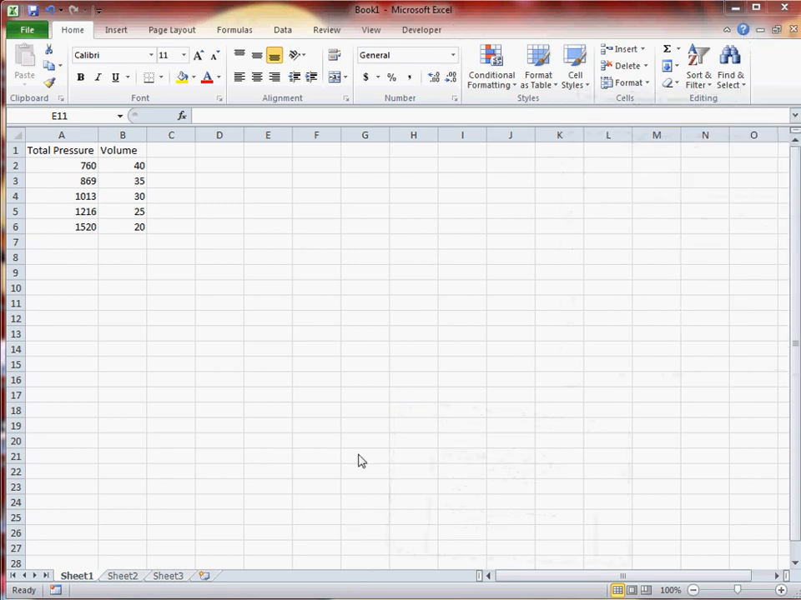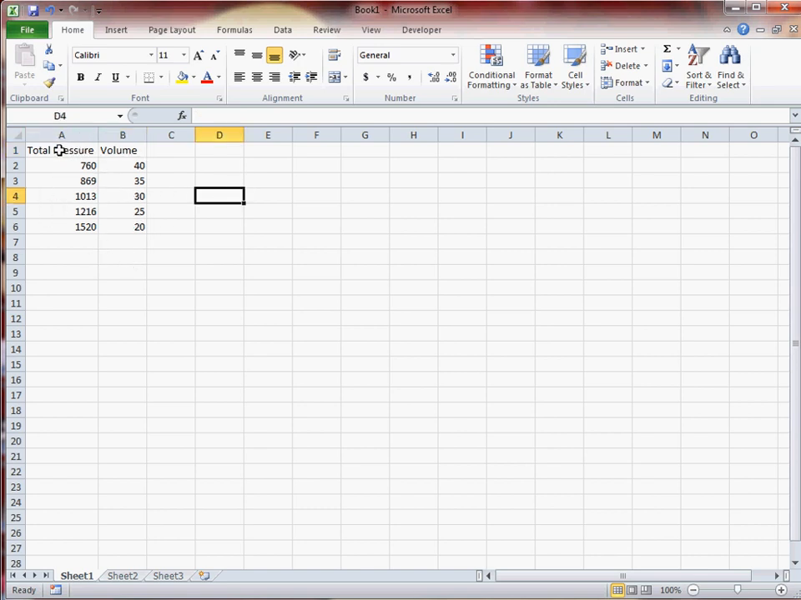So, you made a graph on paper, but it needs to be in your lab report. So instead of just tearing it out and stapling it in, we're going to actually learn how to type it up. So I've already got my pressure and my volume data typed up.